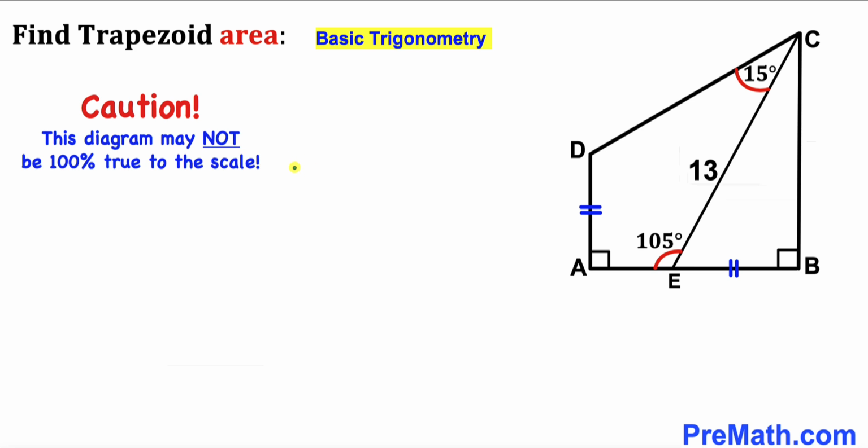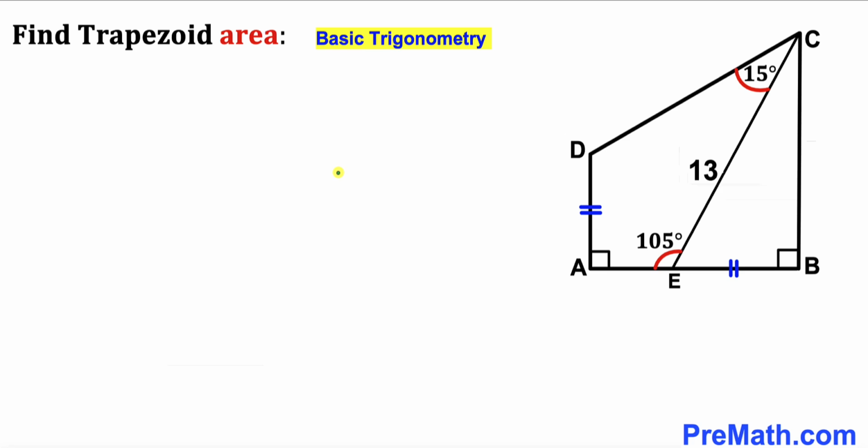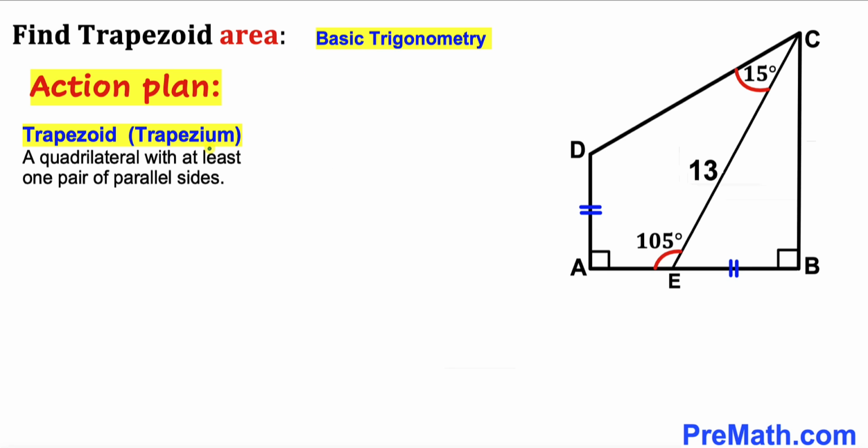Please keep in mind that this figure may not be 100% true to the scale. Let's go ahead and get started. And here's our action plan. And now let's recall the definition of a trapezoid. Sometimes we call it trapezium, a quadrilateral with at least one pair of parallel sides. And here we can see this side AD is parallel to this side BC.